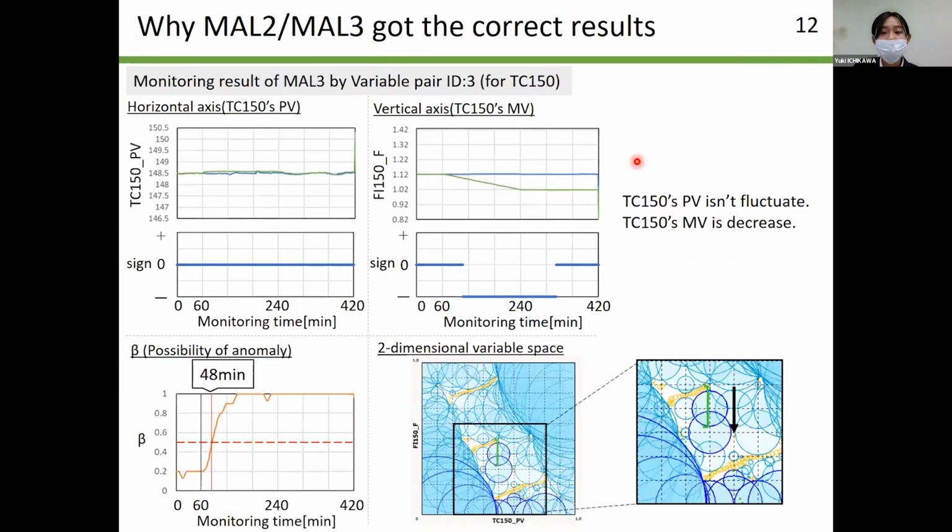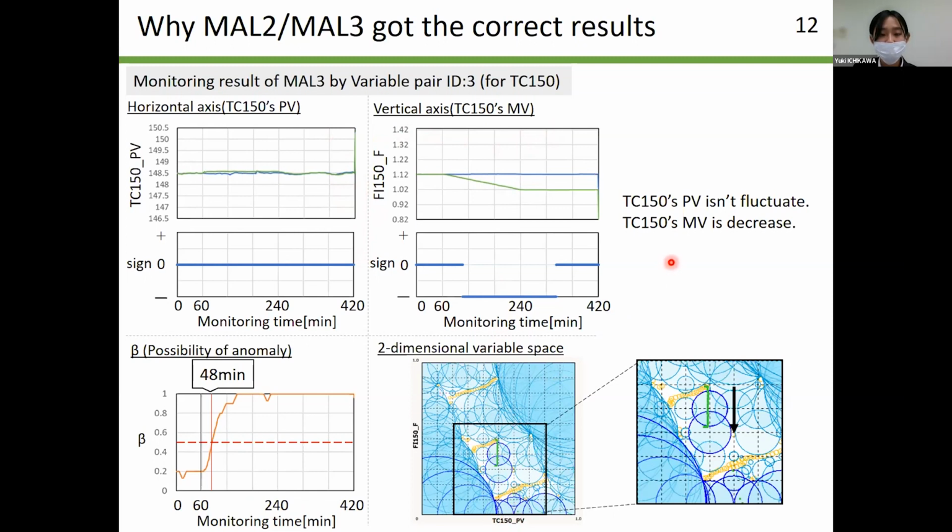We will show the detailed monitoring result of malfunction 3 to explain why malfunction 2 and 3 got the correct results. These are monitoring results by variable pair, which is monitoring TC150, where the anomaly is actually occurring. The graph above shows the trend graph and the sign change of the variables on the horizontal axis and the vertical axis. The bottom right figure shows the variable space with these two variables on the axis.